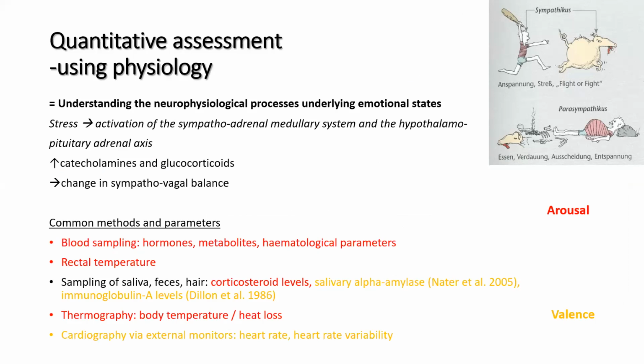The only thing I really know more about is cardiography, because also, for example, Jan Langbein, who I'm working with, did a lot of work on dwarf goats using heart rate variability, and there they found good correlations with positive emotional states during cognitive tasks, for example. But I cannot say more, unfortunately, about the other two.